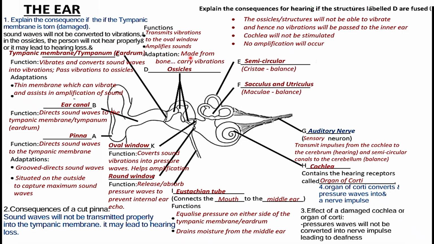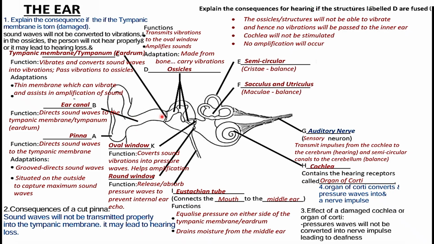And you can actually tell the ossicles are made from bones. And because of that, they are able to carry vibrations. And that is it. Then we go on to the oval window, because the oval window is in direct contact with the stirrup or the stapes. So what is the function of the oval window? It converts sound vibrations into pressure waves. The oval window is there to convert sound vibrations into pressure waves.